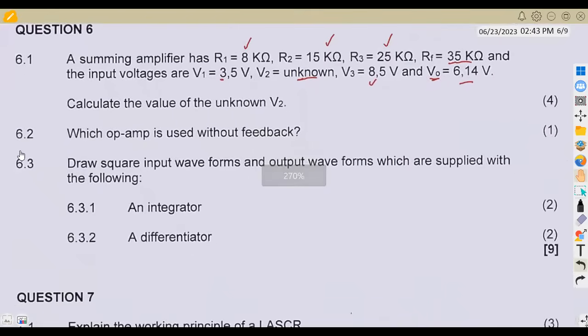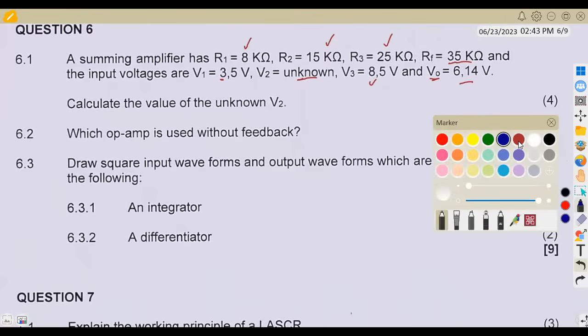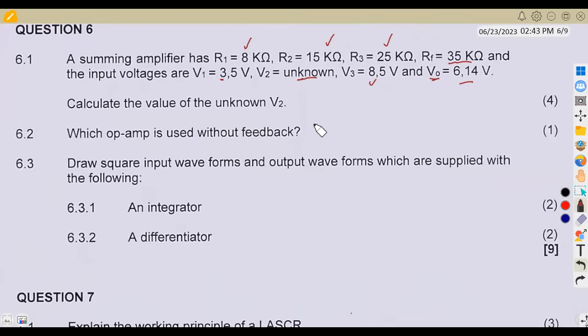All right. 6.2, which op amp is used without a feedback? So which one has got no feedback at all? That one is a comparator. Okay, so you just need to know these ones. That's a comparator. Then 6.2, draw a square input waveform and output waveforms which are supplied with the following.